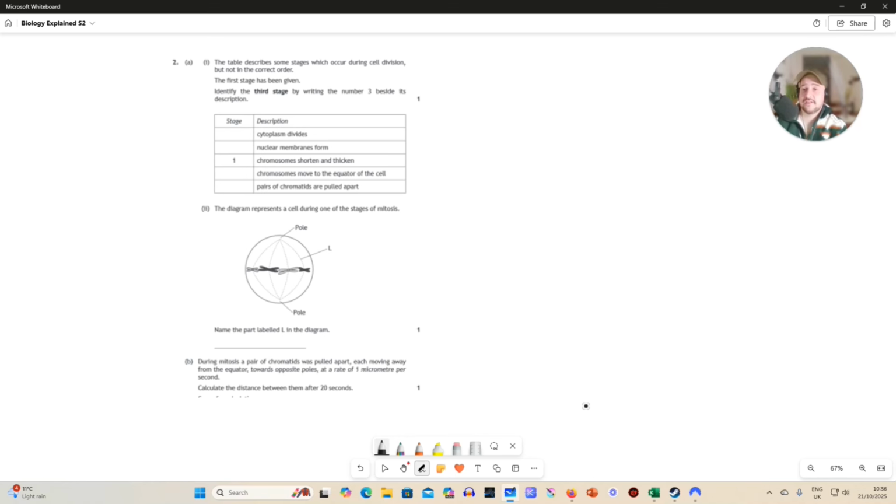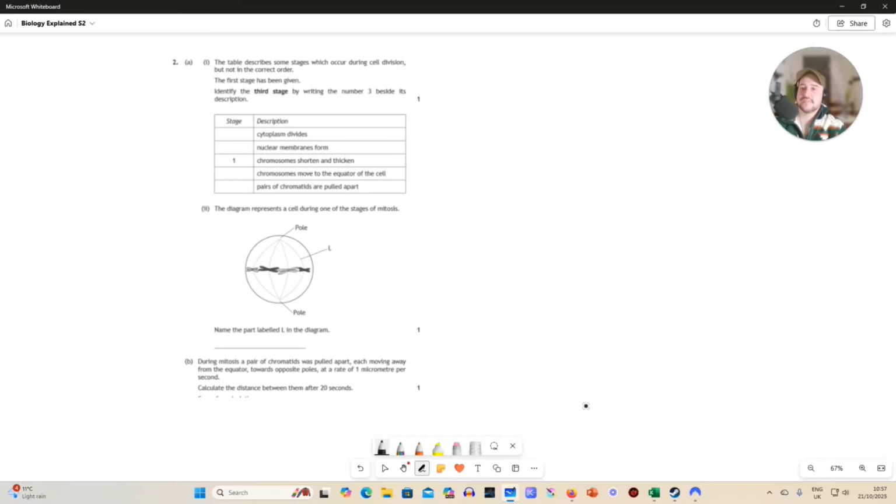So the first question here is looking at the stages of cell division. You've got to identify the 3rd stage by writing the number 3 next to it. Then you've got a picture of what's happening to the cell here. So why don't you pause the video, have a go at this question, and when you're ready, we'll come back and we'll look at the answers. Okay, so best of luck. Let's see how you've done.